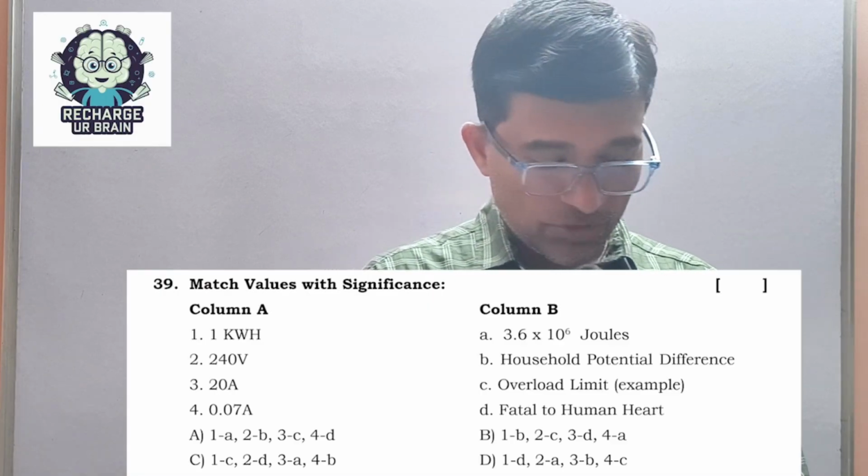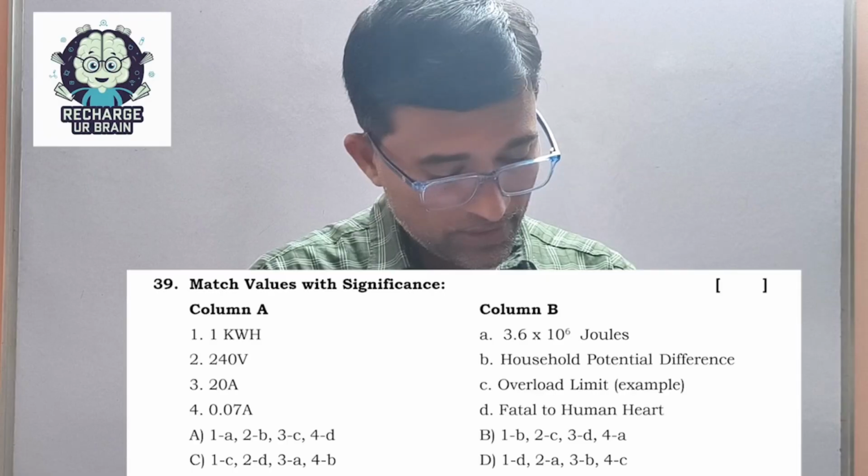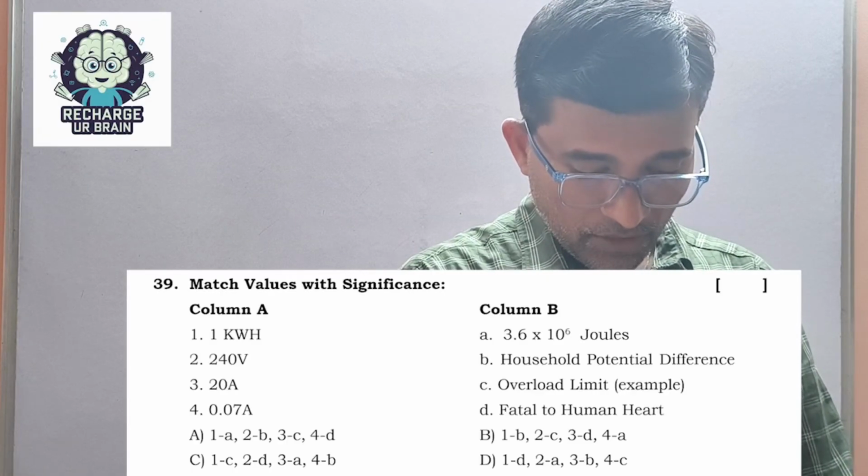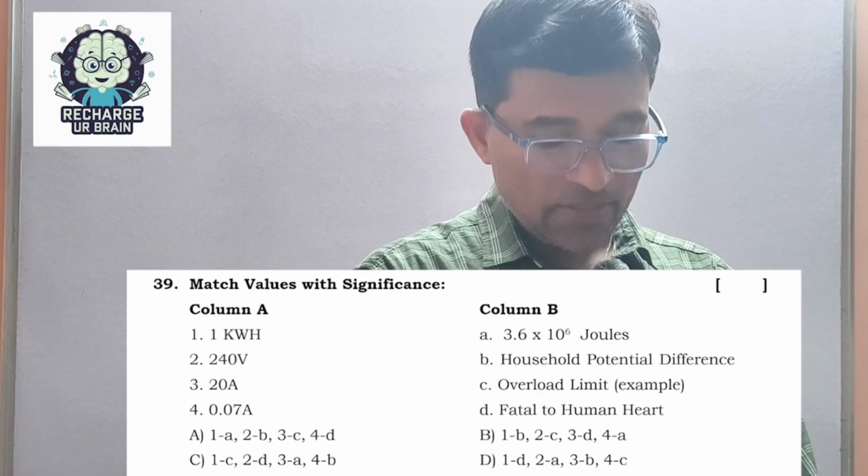And now the 39th question, match values with significance. 1 kilowatt hour is equal to 1000 watt hour.